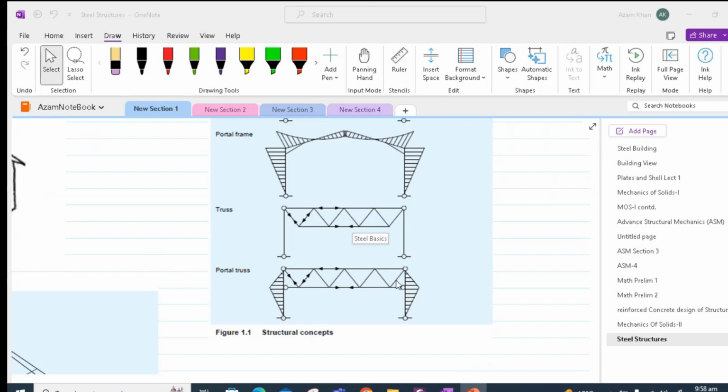In this fourth option, we have a portal truss. In this portal truss, we have moments appearing at the end of the truss, which gives in-plane stability to this system. This portal truss system is similar to the portal frame, which has moments appearing at the end of these inclined beams, also called rafters, and because of these negative moments, the frame becomes stable in plane.